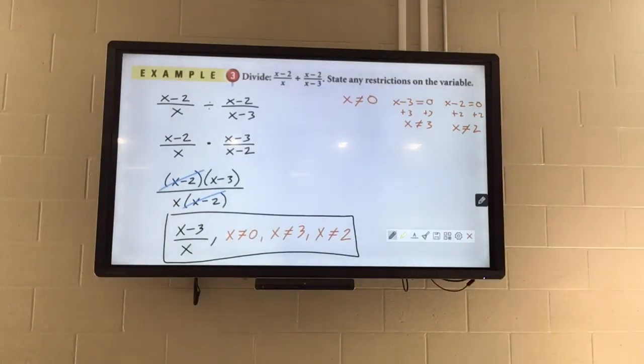So that is multiplication and division. Keep in mind when you do division, sometimes you gotta find that extra restriction. Keep a lookout for that.